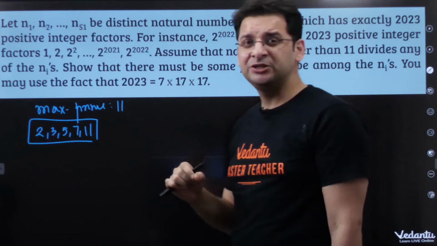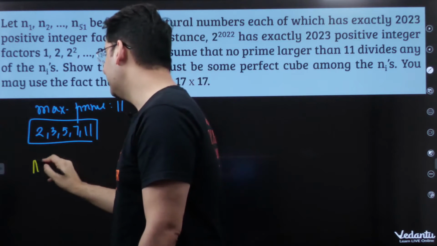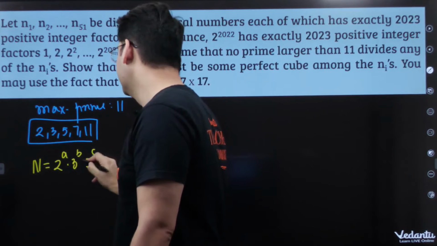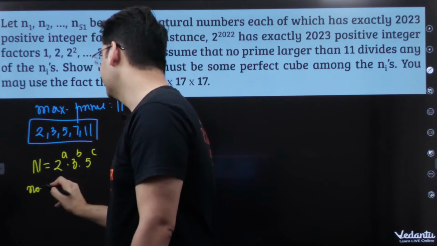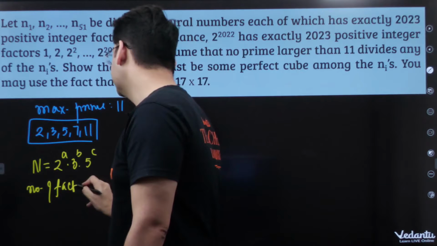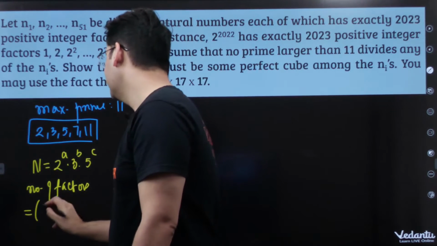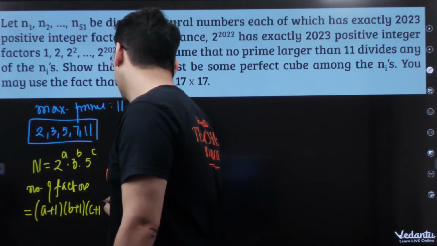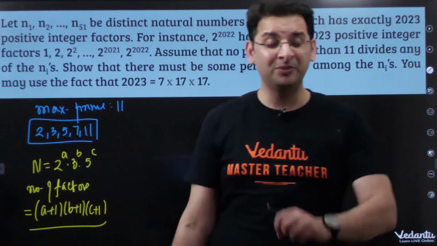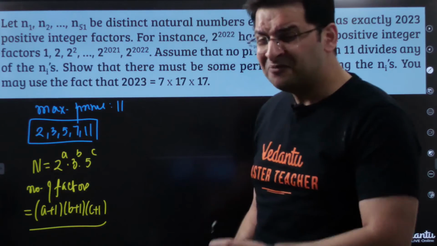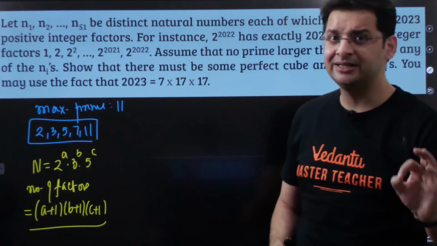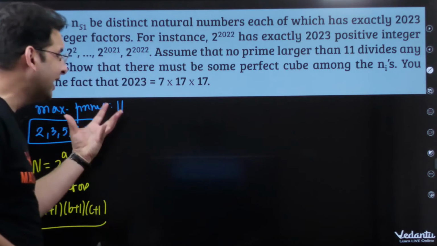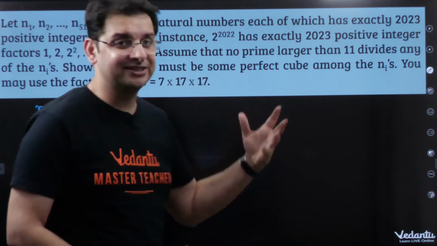Now, one thing which we should know is if a number is of the form 2 to the power A, 3 to the power B, maybe 5 to the power C, the number of factors is equal to A plus 1, B plus 1, into C plus 1. Right, so we should be very clear about this. So if a number has 23 factors, what are the possible ways of writing its prime factorization?